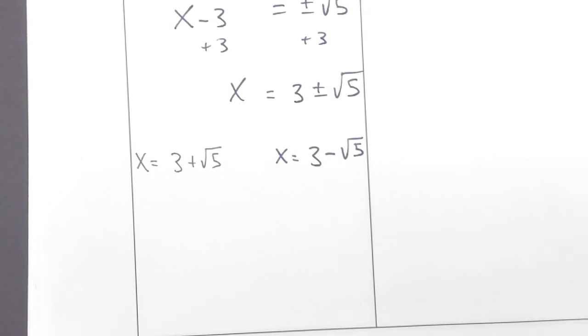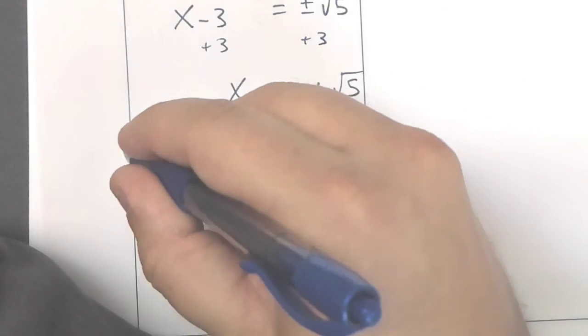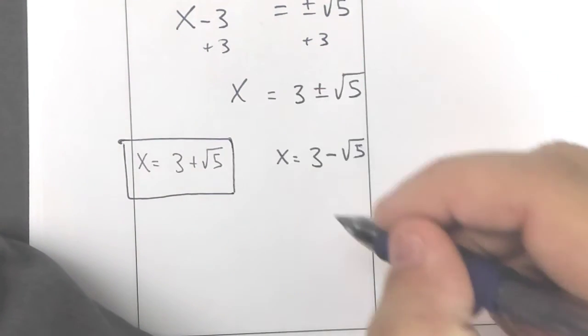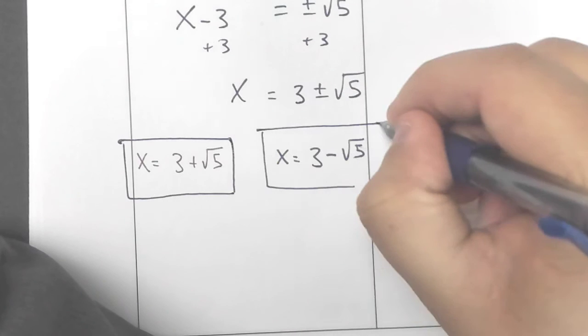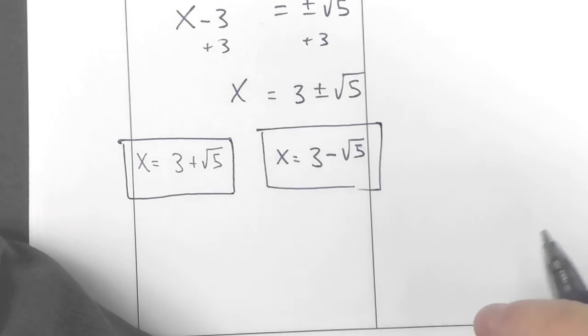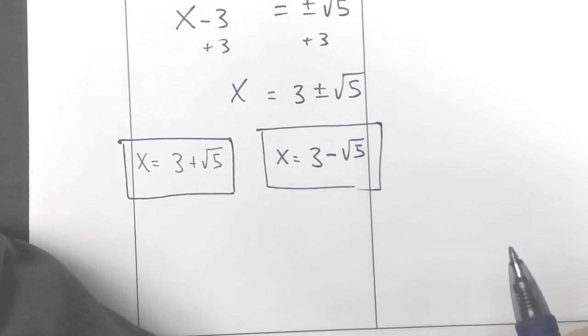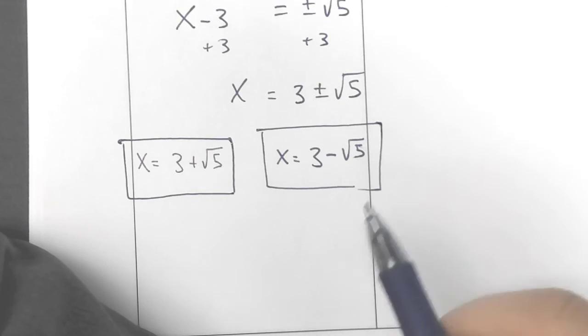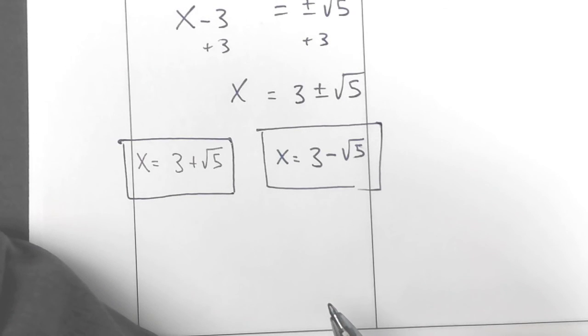So when we need to solve by completing the square, this is it. We got x is 3 plus root 5, and then x is 3 minus root 5. So whatever that is, that's your answer. Do we have to find the answer now? No, that's it. That's the acceptable answer. We're done.